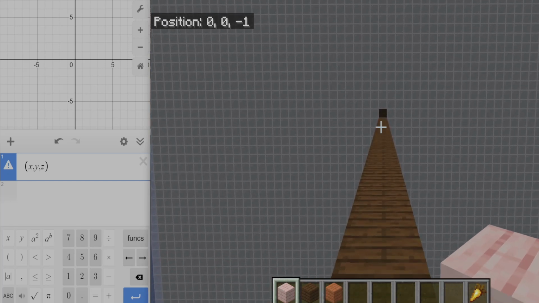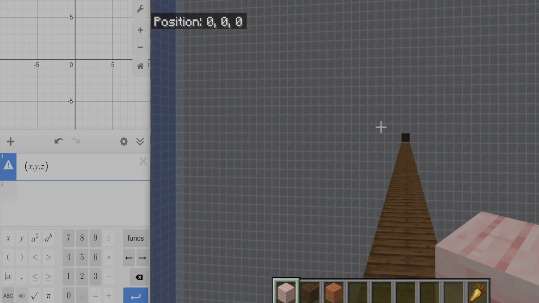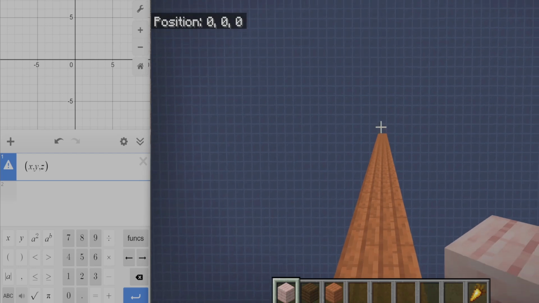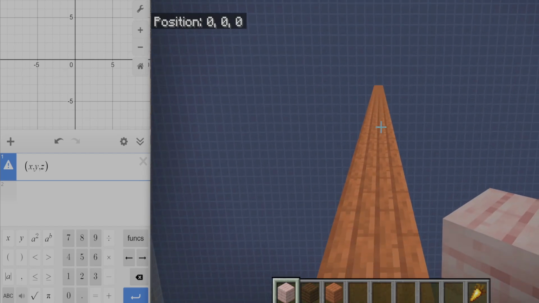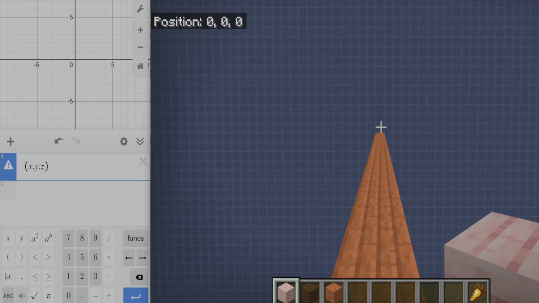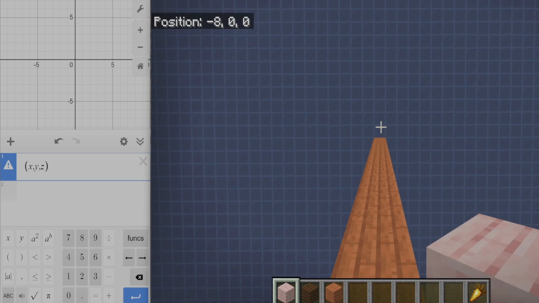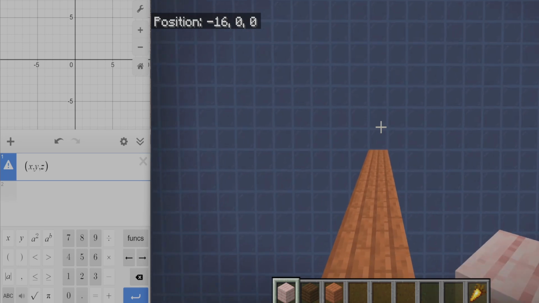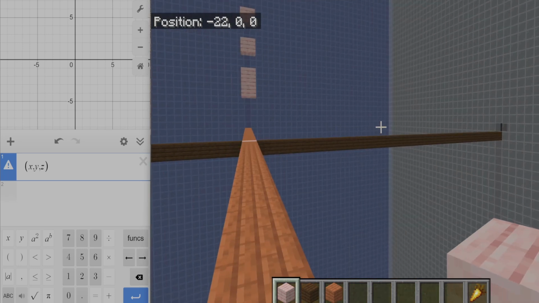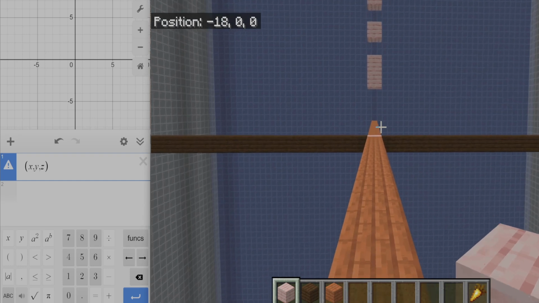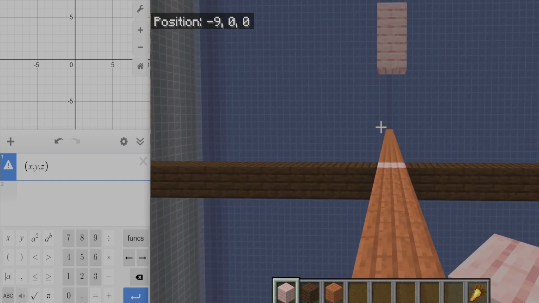Okay? So if I stand here at 0, 0, 0, that means this orange wood is the x-axis. And I'm looking at the negative, so the x-axis in the negative direction. So if I go this way, it'll just get more and more negative, okay? If I turn around and go the other way, we're going to get more positive.